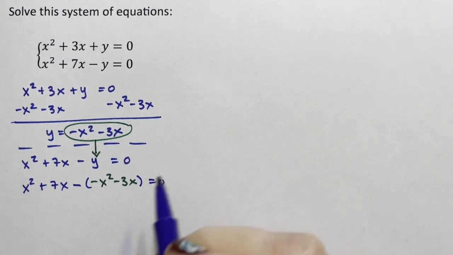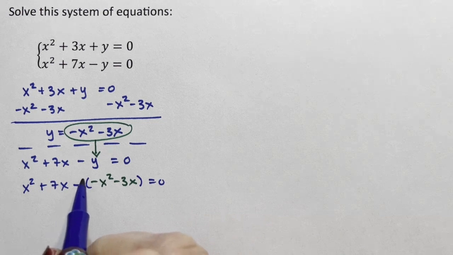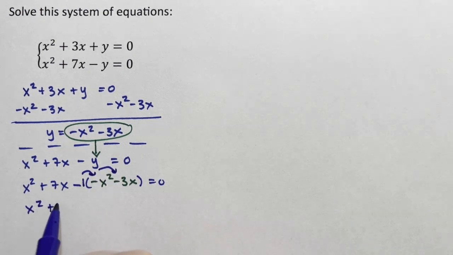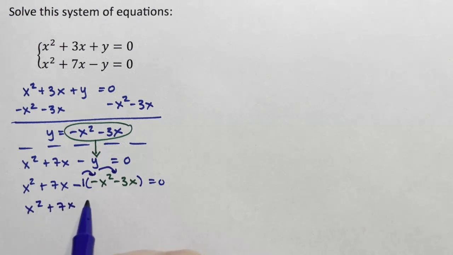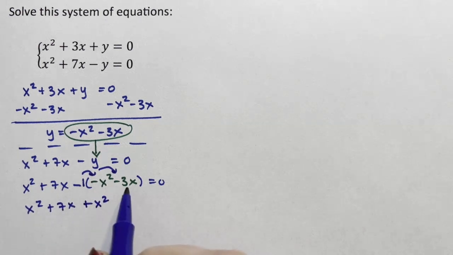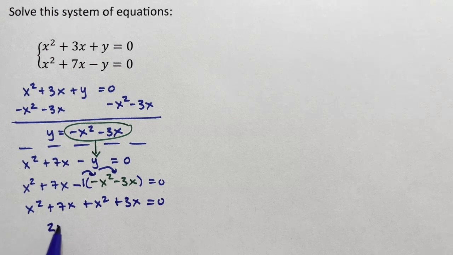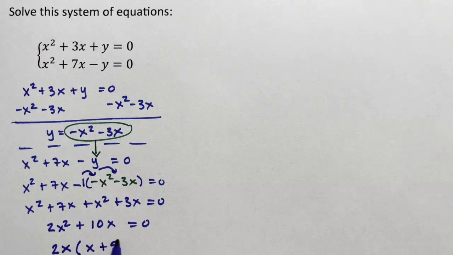equals 0. Now, this negative out here, we can think of it as a negative 1 being multiplied through, so I have x squared plus 7x, negative times a negative plus x squared, negative times a negative plus 3x equals 0. x squared plus x squared is 2x squared, 7x plus 3x is plus 10x. I have two terms with x's, only two. That means I can factor out a 2x, 2x times x plus 5.